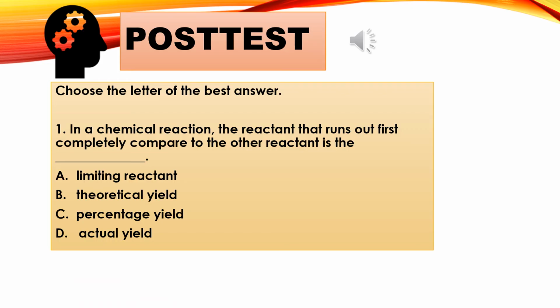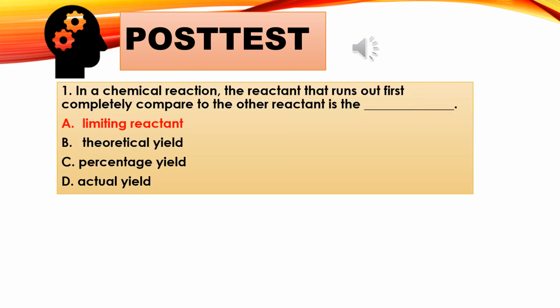Let us find out if you have learned something from this lesson. Take the post test. Choose the letter of the best answer. Number 1. In a chemical reaction, the reactant that runs out first completely compared to the other reactant is the blank. A. Limiting reactant, B. Theoretical yield, C. Percentage yield, or D. Actual yield. The answer is letter A.